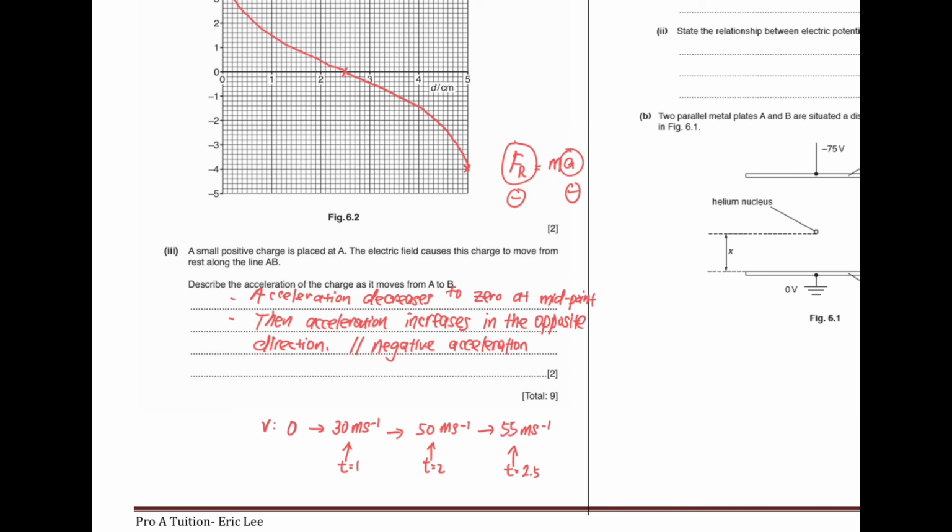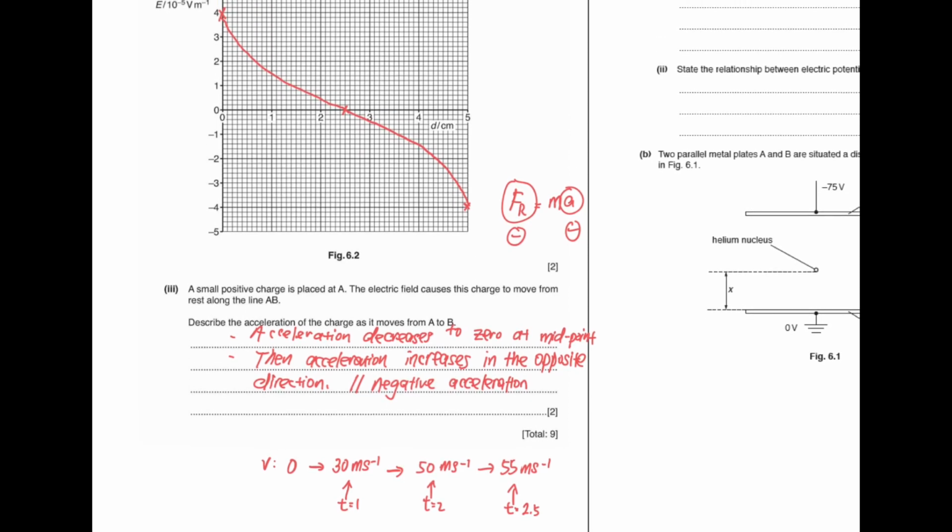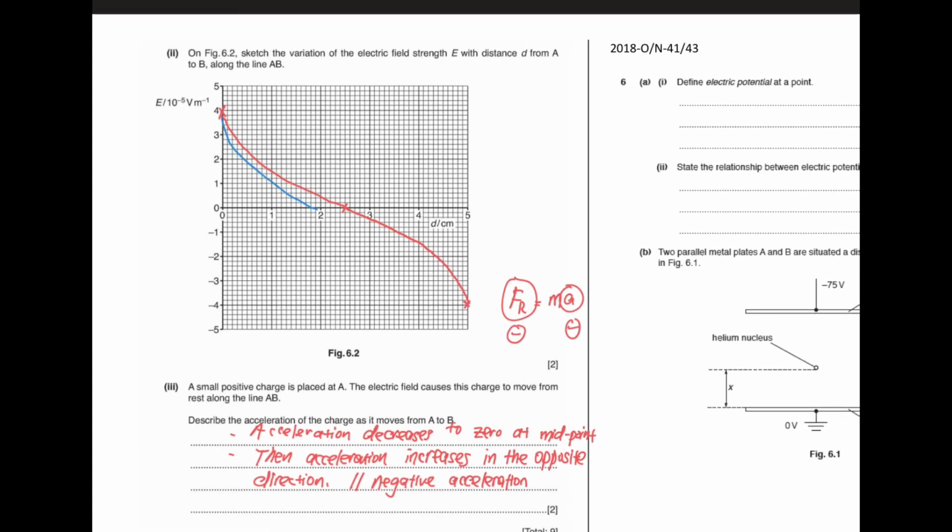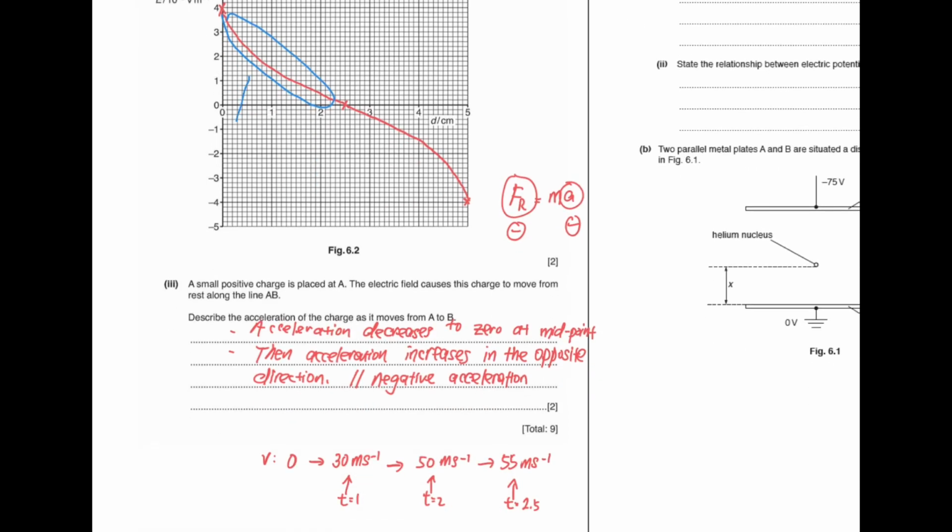So what we can see here is the first part in the note: the acceleration decreases. That means the increase in velocity is getting lesser and lesser. But bear in mind, the positive charge is getting faster and faster. And this is the first 2.5 seconds.